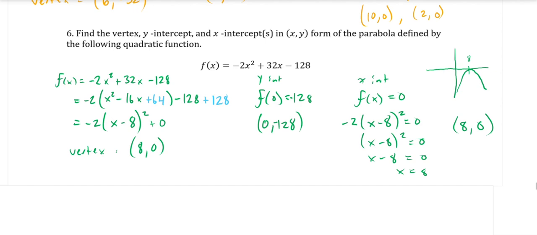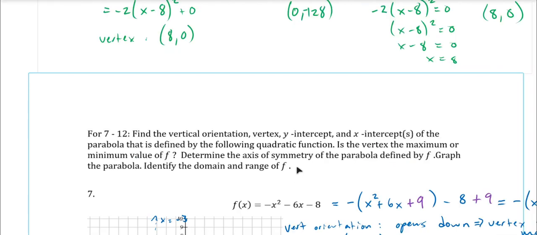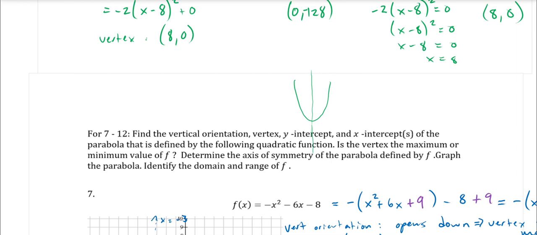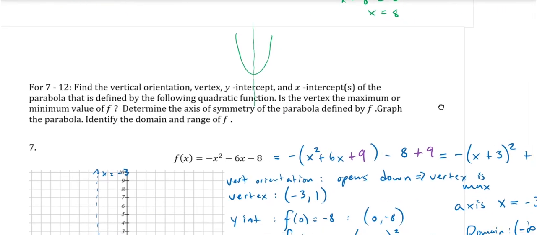Questions 7 to 12 ask for a more complete analysis of the quadratic equation given. They want the orientation up or down, they want the vertex, they want the y-intercept, x-intercept, they want to know if that vertex is a max or min, they want to know what is the axis of symmetry, because all parabolas are symmetric in a line cutting through their vertex, right? They are mirror images on either side of that. And what is the graph of this? Determine its domain and range. All right, let's do all of that.